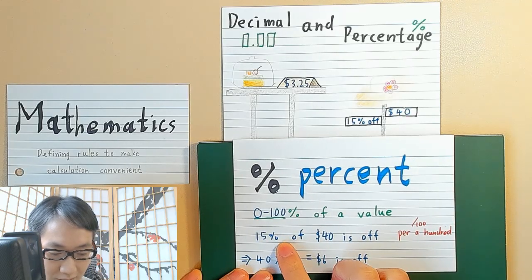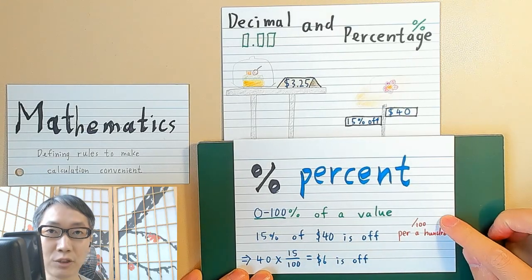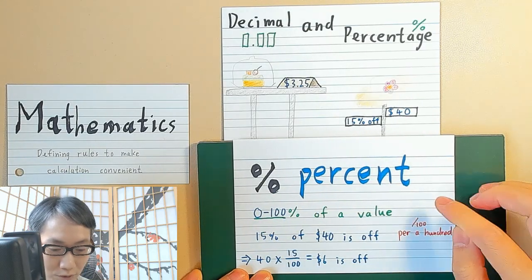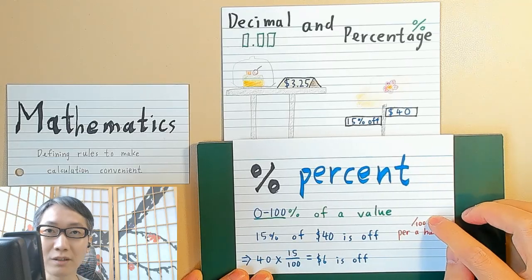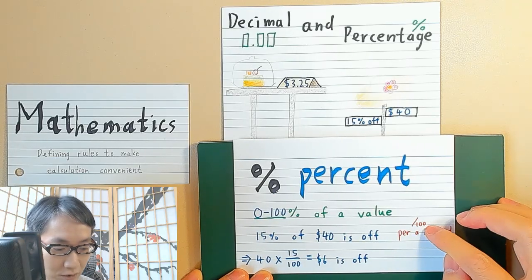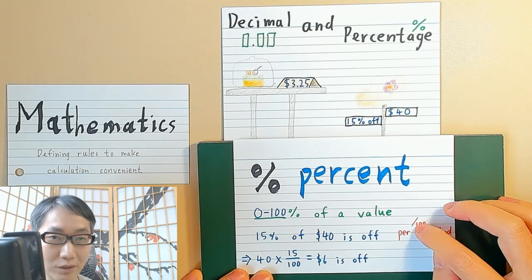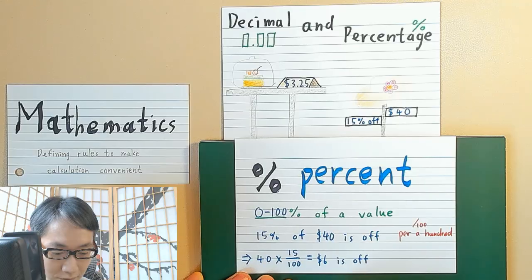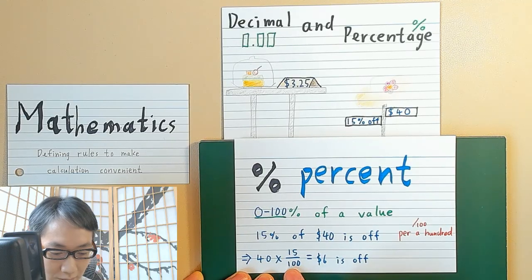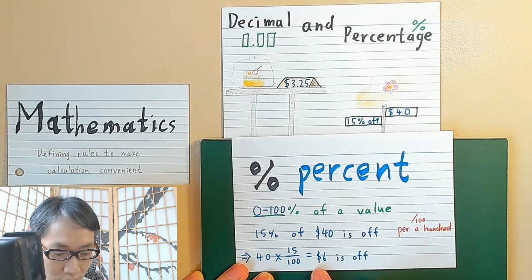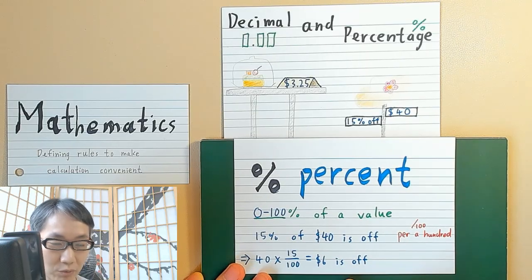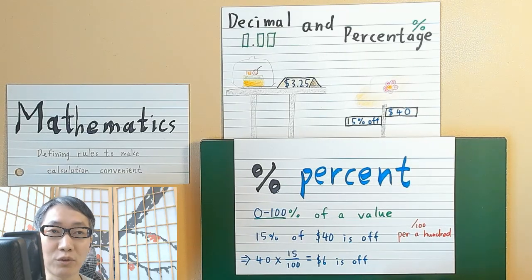Because 15% is like 15 per 100. Okay. So this stroke is the per, and 100 is the 100 here. And we cannot divide by zero, so we have to have a 1 here. So yeah, it's a per 100. Okay, so it's equivalent to multiplying the 40 times 15 over 100, and then we get that $6 is off, which means the actual price will be 40 minus 6, which is 34.